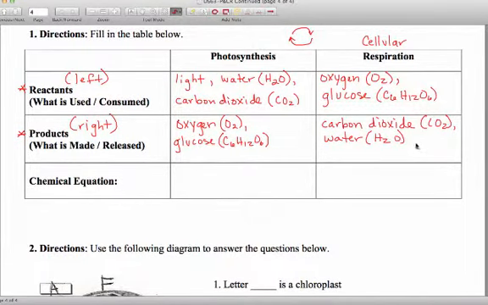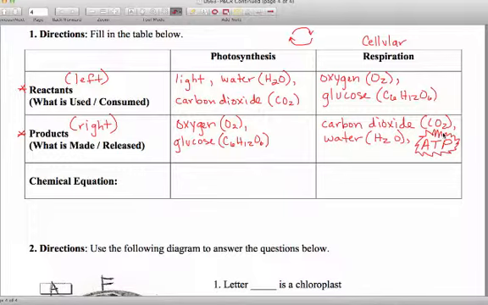And the last thing that I'm going to get out of this process is something that I really need. It's the whole reason why we're doing this entire process. I actually need a high-energy compound that can be used to drive all other metabolic or chemical reactions inside of a living organism, including myself. So we're going to need something called ATP. And if you remember from our notes, ATP stands for adenosine triphosphate.